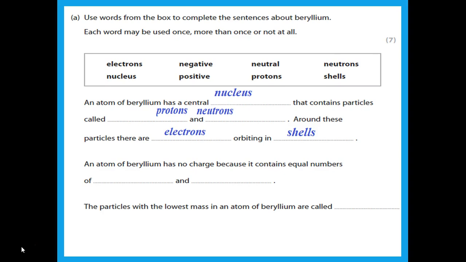An atom of beryllium has no charge because it contains equal numbers of, any atom contains an equal number of protons and electrons. The particles with the lowest mass in an atom of beryllium are called what? Which particles have the lowest mass? The electrons. We said the electrons have the lowest mass.